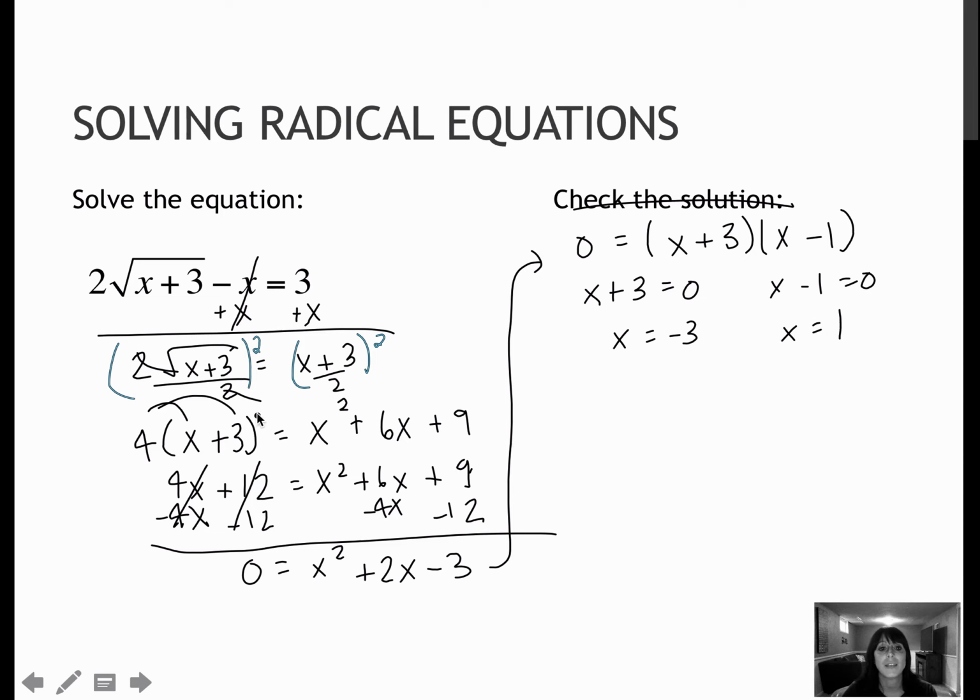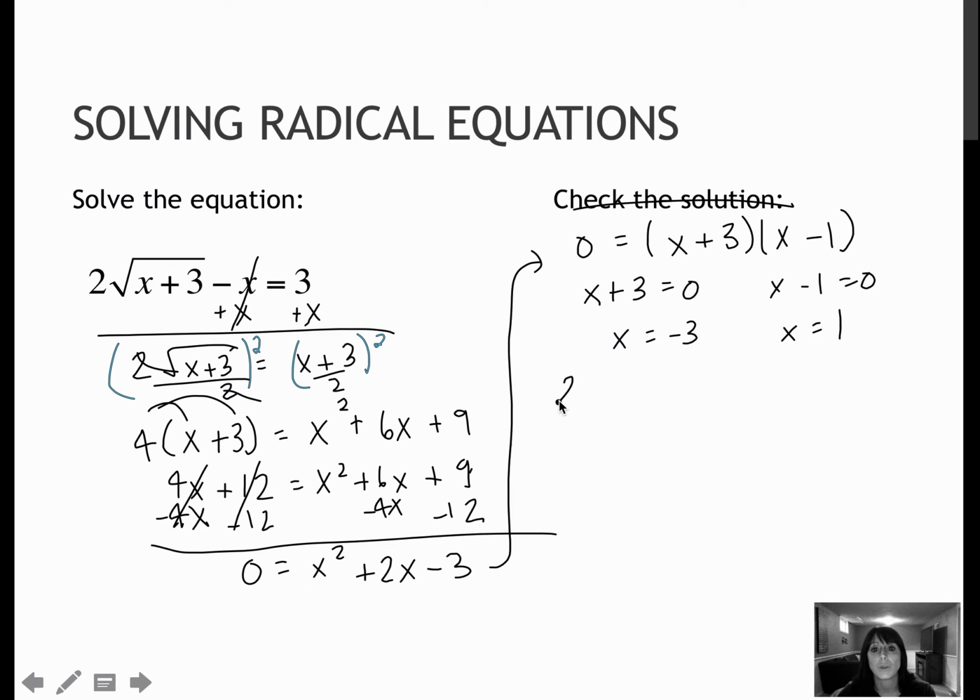This was one of those even questions, so I ended up squaring each side. So it's very possible I end up with a solution that doesn't make sense. So I'm going to check my solution using these 2 values. You can start with the original equation, or you can start with the equation once you moved the x over.